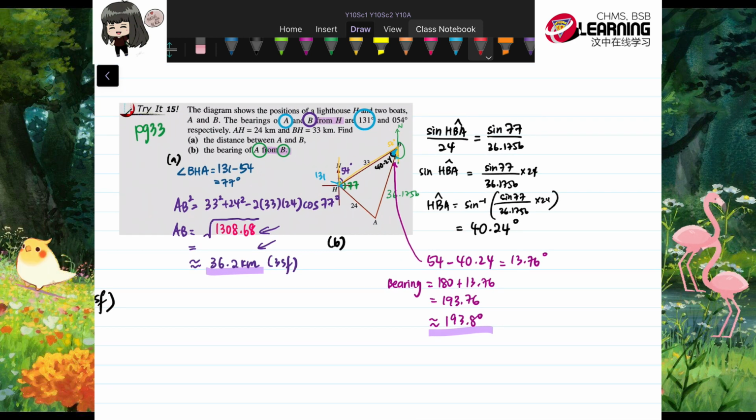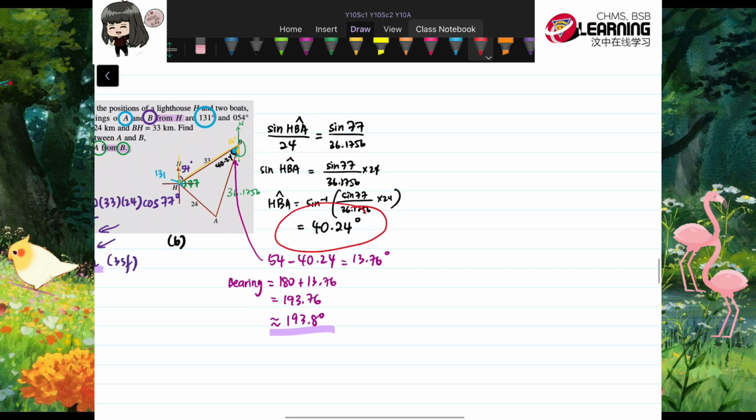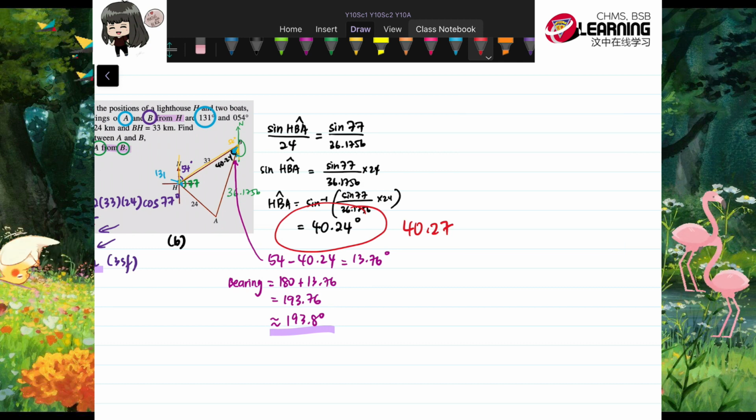I think a lot of you asked me about this part over here, 40.24. It's good that a lot of you pressed the calculator and got this answer 40.27 instead of just copying blindly from the previous lesson. You actually did calculate using the calculator. Thank you for that. How do I actually get this 40.24?